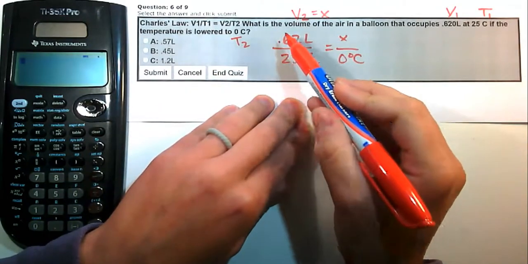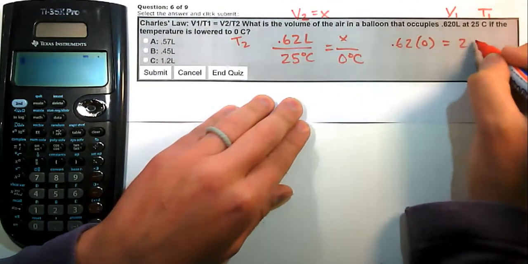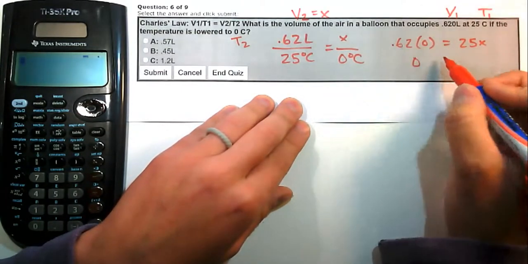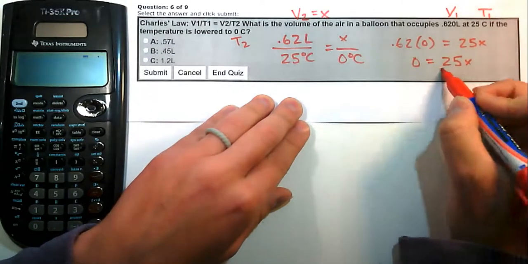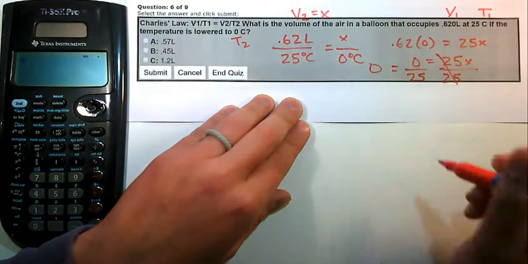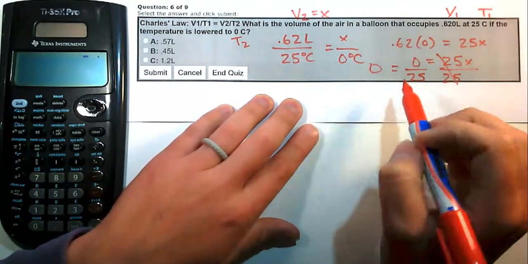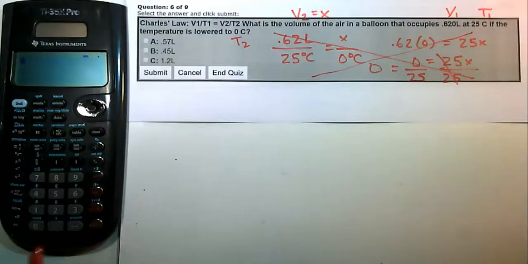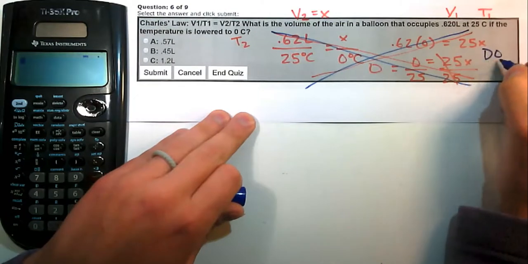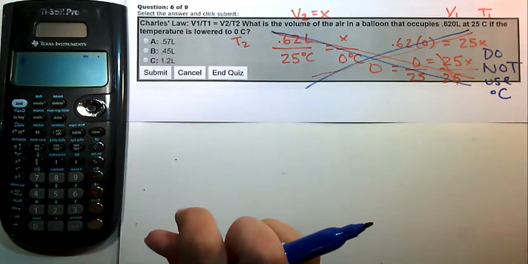We would get 0.62 times 0 equals 25 times x. And this would give us 0 on this side. So 0.62 times 0 equals 25x. Well, that doesn't work because then when we divide by 25, we still get 0 as our answer. So this doesn't work. So this is why we have to convert our temperature to the Kelvin scale. This right here is very wrong. This does not work out properly. So I'm going to put a big X through it. Do not do this. Do not use degrees Celsius. You have to convert to Kelvin before you start.